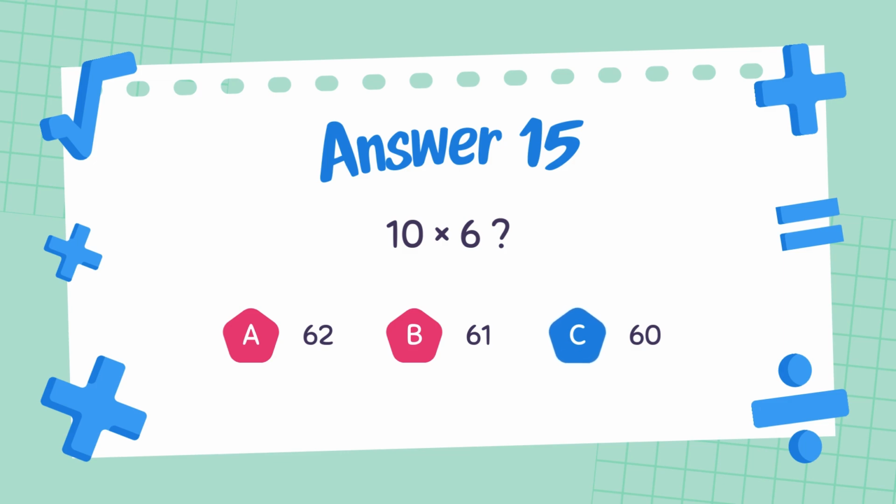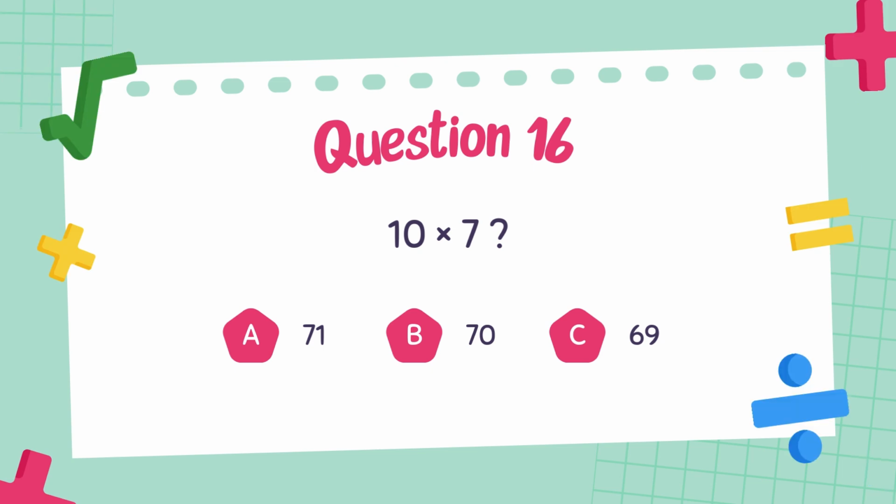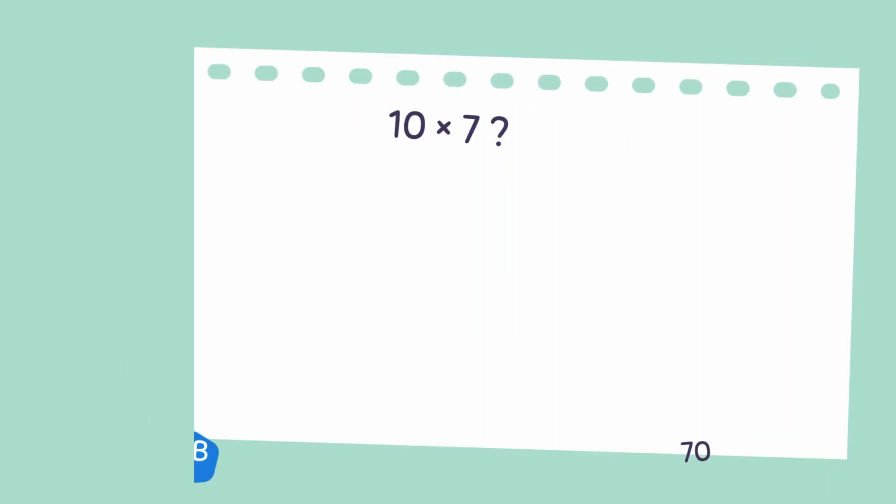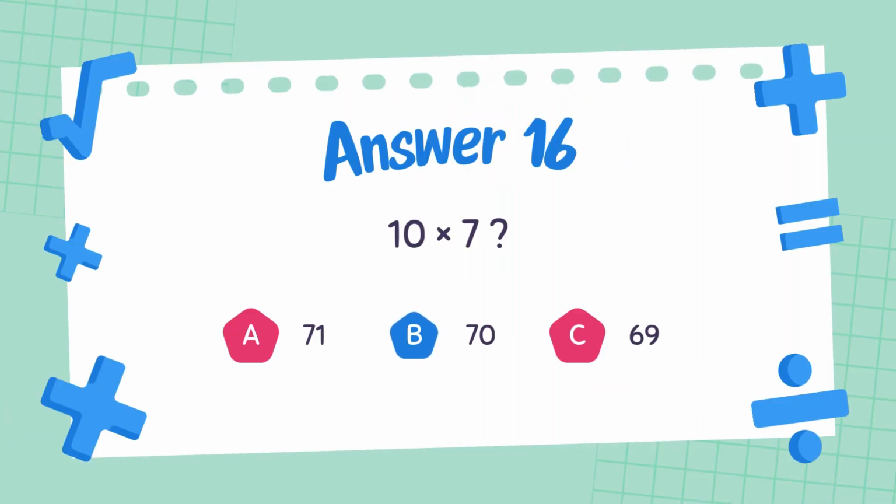Fantastic. Question 16. What is 10 times 7? Is it A, 71, B, 70, or C, 69? The answer is B, 70.